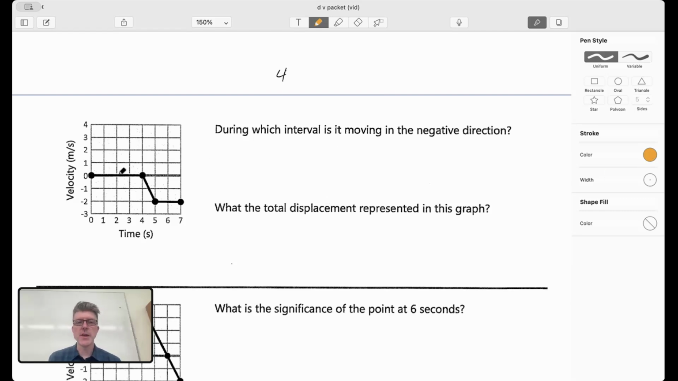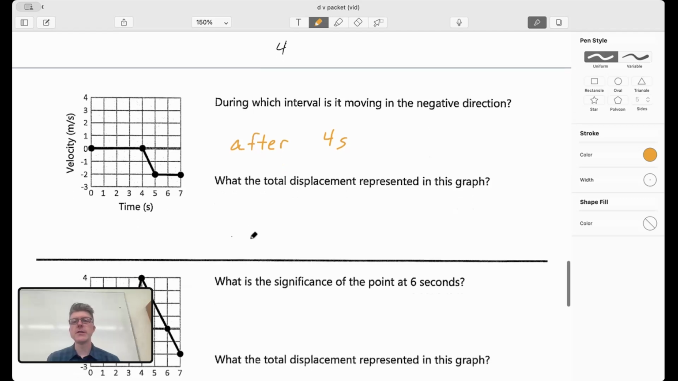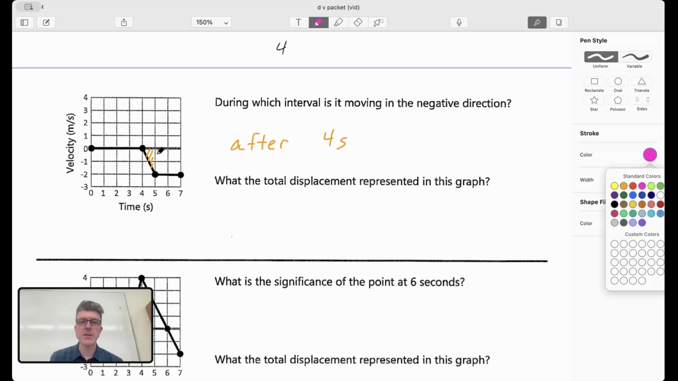Looks like we're not moving, and then after 4 seconds, we're moving. So after 4 seconds. Right. What is the total displacement represented in this graph? Again, we're going to take the space between the axis, and I'm going to color this differently so you can see how I'm counting it differently, right? So we're going to add up all this area.